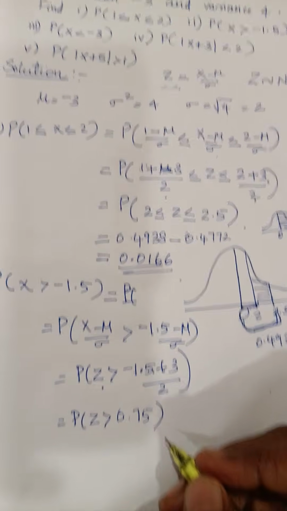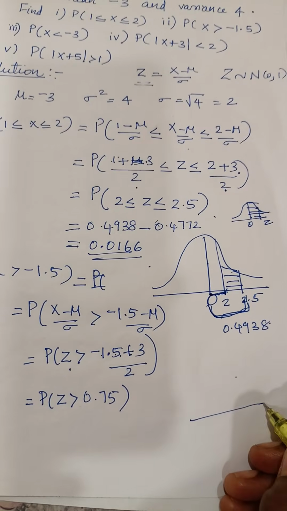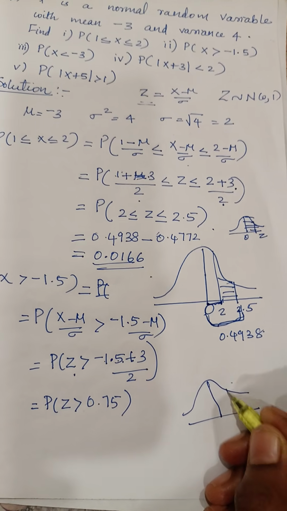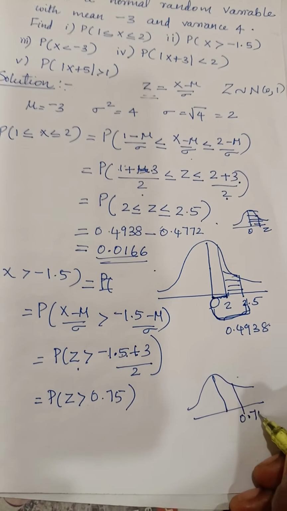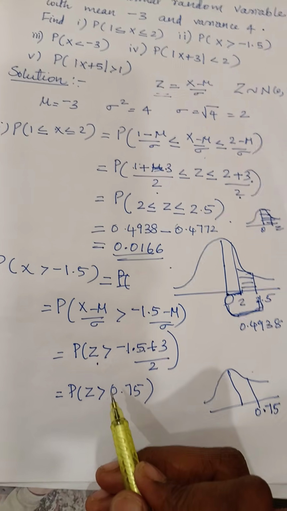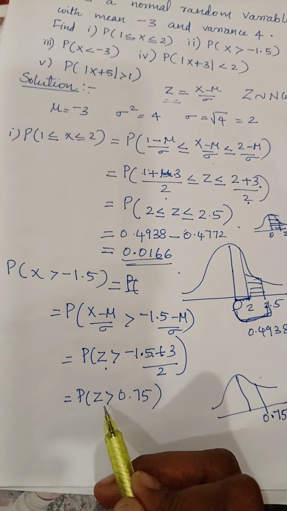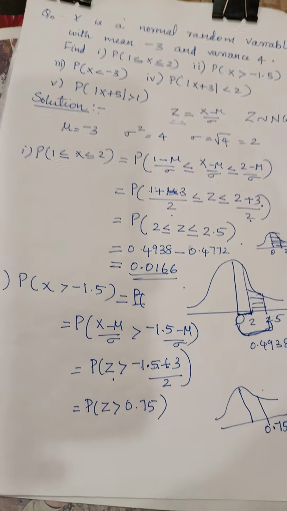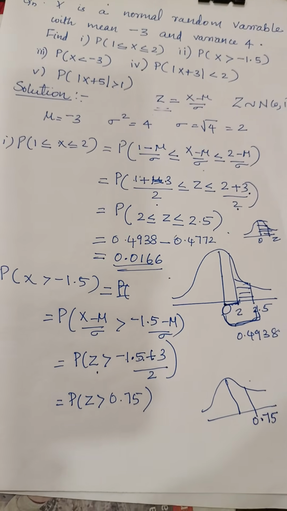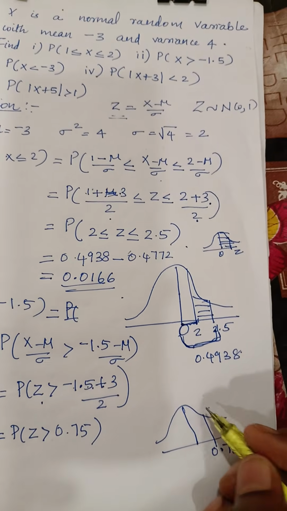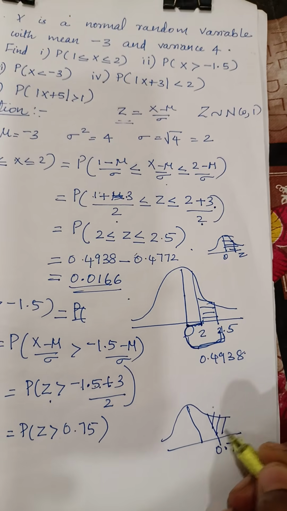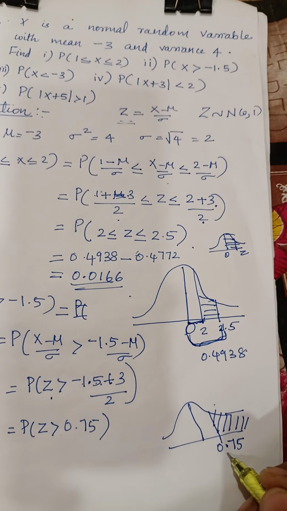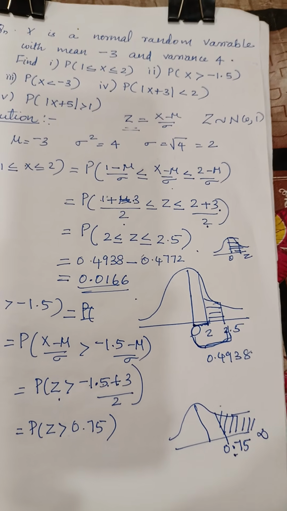Now how can we find this area? We can draw the standard normal curve, and if 0.75 comes here, we have to find the probability that the value of z lies after 0.75, that is z is greater than 0.75. So z greater than 0.75 means the area will be this. So we have to find the probability from 0.75 to infinity.